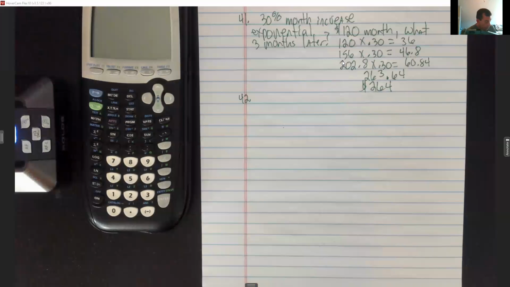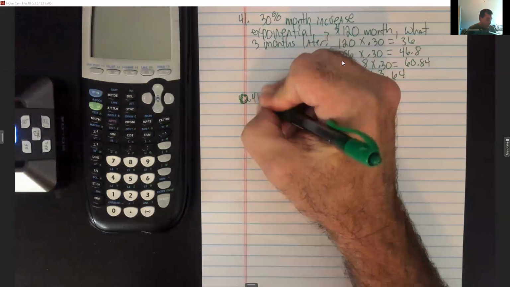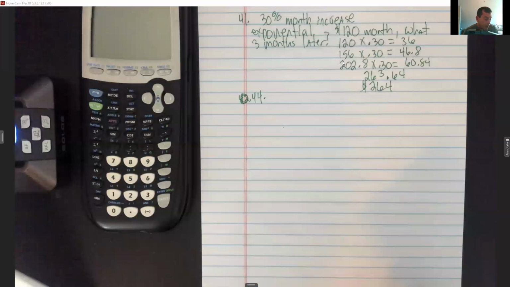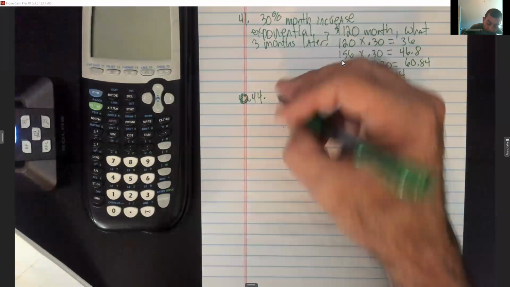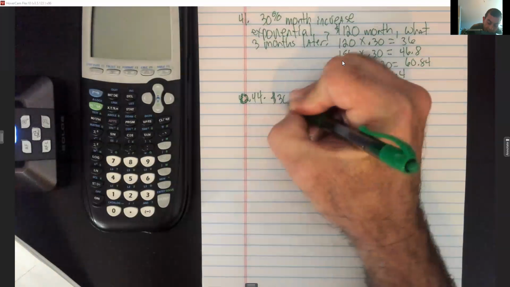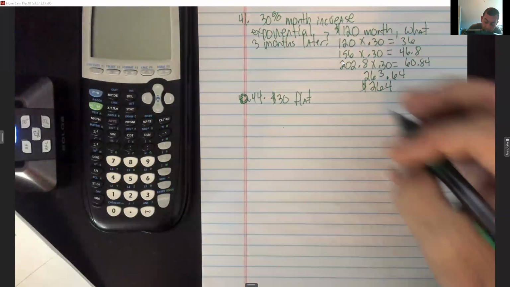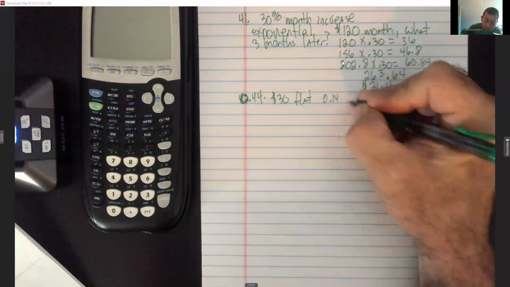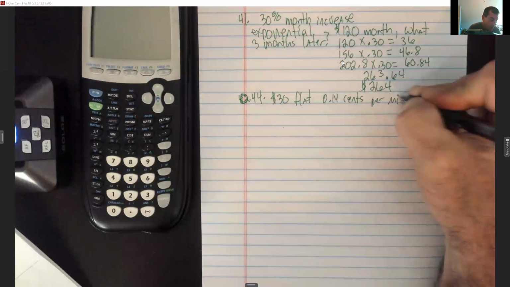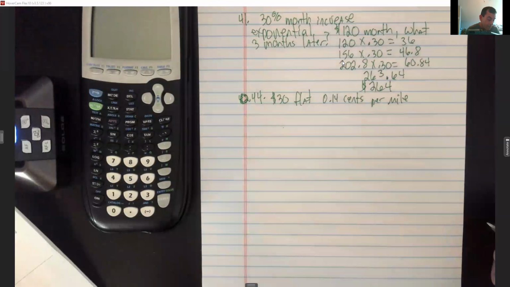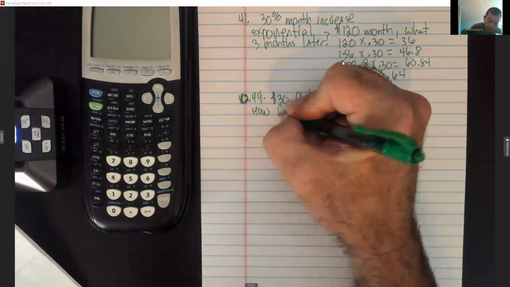All right, so we're not far from it. So let's see. On this one, I'll go to 44. Write an equation and use it to answer the question. The cost of renting a car is $30 flat, plus an additional 0.14 dollars per mile. How far can you drive for $99?